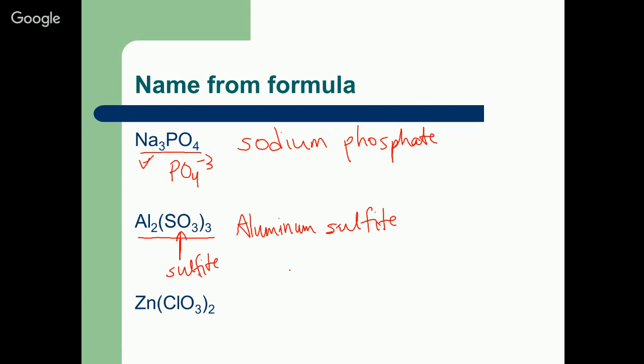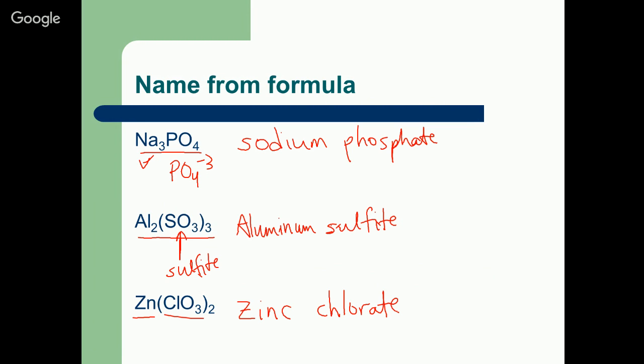This third one, the first element, our metal, is zinc. Then we look at the polyatomic ion. This is ClO3, which, as you know, is chlorate. So the name of this compound, Zn(ClO3)2, is zinc chlorate.